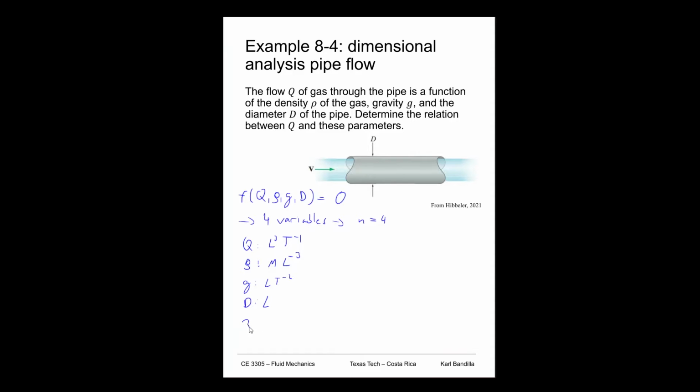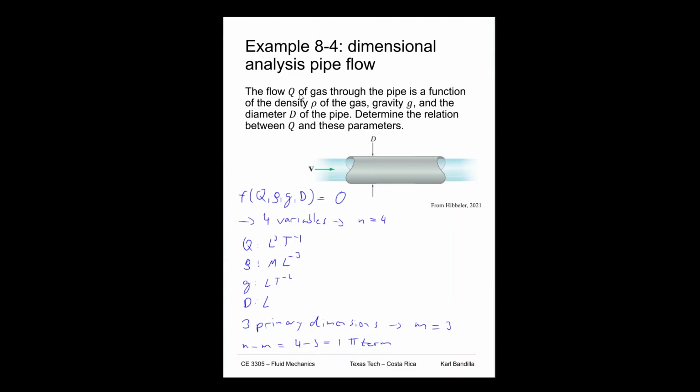So that means all 3 primary dimensions are present. That means m is equal to 3. So we get n minus m, 4 minus 3, is equal to 1 pi term. So a single one should get us through. All right.